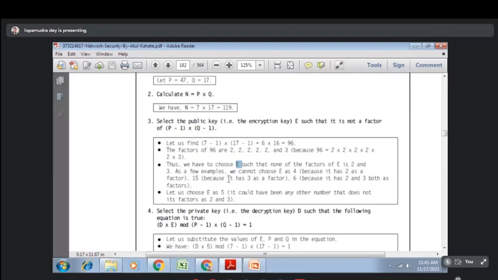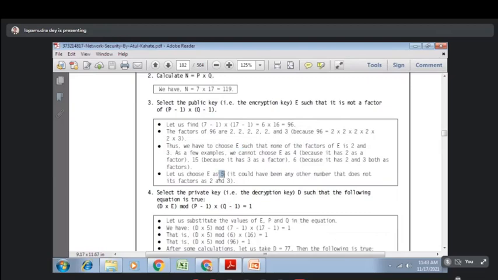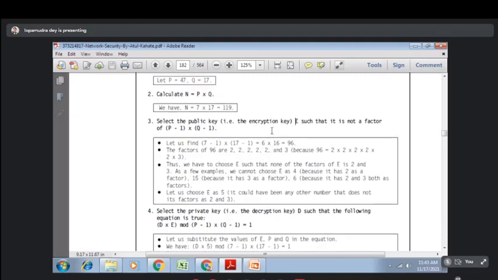So if we choose E equal to 5, that means it does not have its factors with 2 and 3. So we have chosen E as 5. You can choose any number, but it should not be a factor of 2 and 3. What is 2 and 3? 2 and 3 is nothing but this is your P.